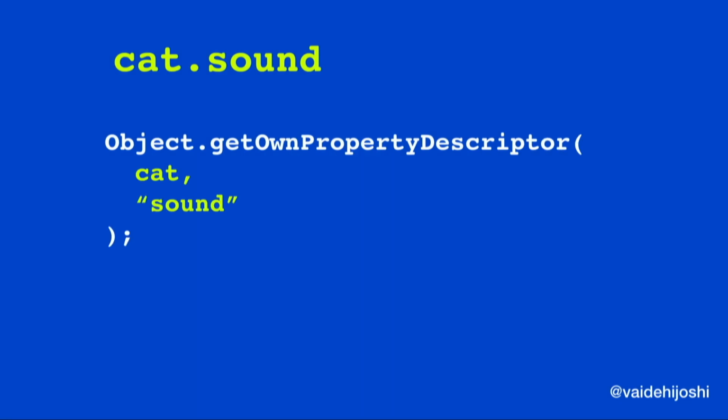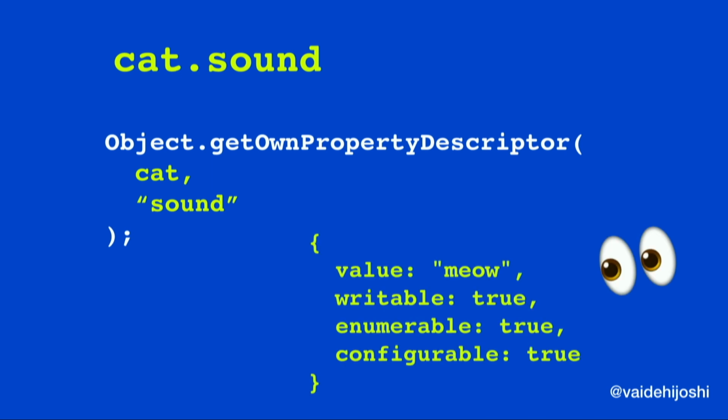So we can use Object.getOwnPropertyDescriptor, and we just have to tell it, this is the object I want to look at, and this is the property. And if we do that, we'll look inside of the object. And it turns out objects don't just have properties as key-value pairs, they have this other thing inside of them too. And this is our property descriptor. So let's examine it a little further.